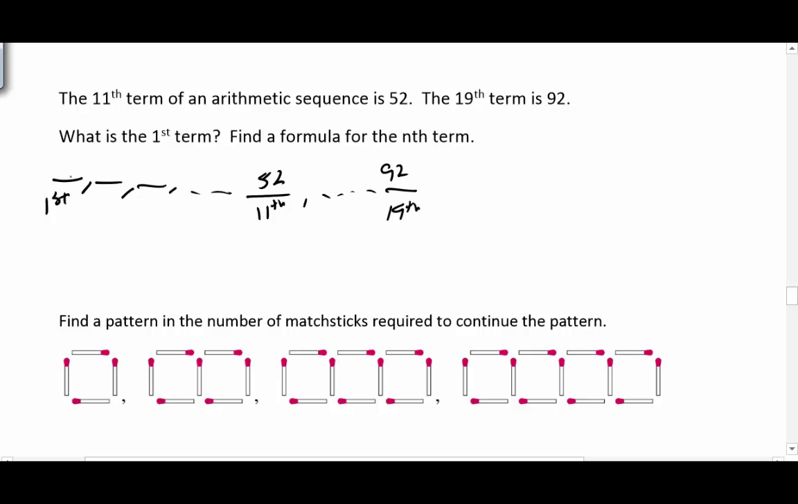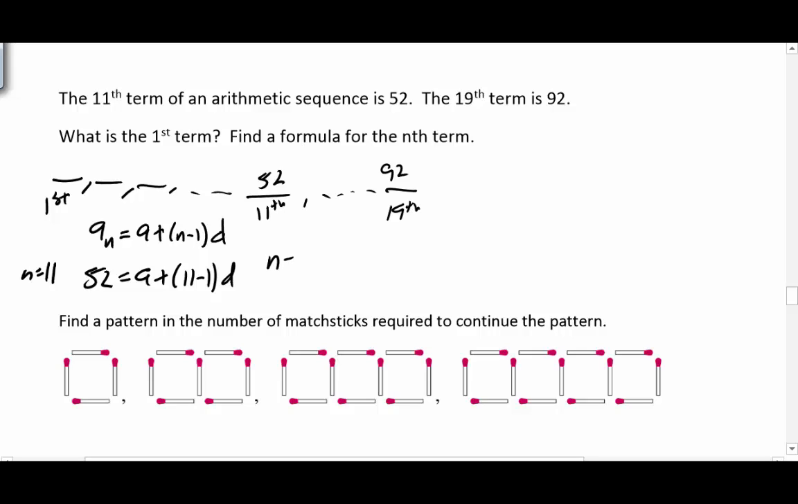Okay. So one thing I'm going to do is look at that nth number formula for a second. It's the first number plus n minus 1 times that constant difference. Well, let me fill in what I know about the 11th number. So when n is 11, I know 52 equals the first number plus 11 minus 1 times that constant difference.